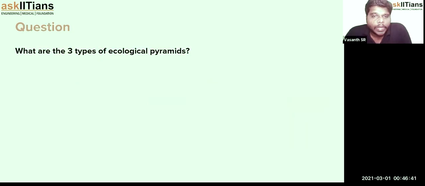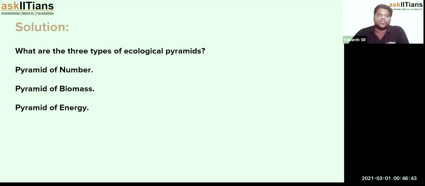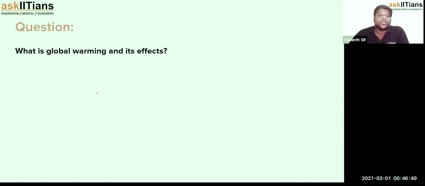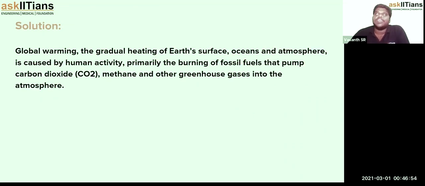So now, what are the three types of ecological pyramids that you have learned about? One is pyramid of numbers, pyramid of biomass, and pyramid of energy. So that we have learned in detail. So what is global warming and its effects? Global warming is a process of heating up of the Earth's surface because of heat retained by the greenhouse gases accumulated in the atmosphere.